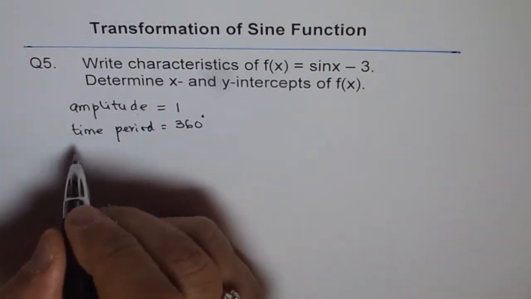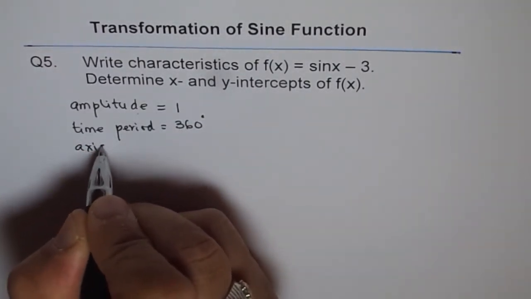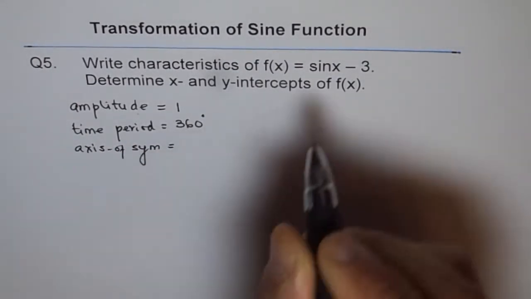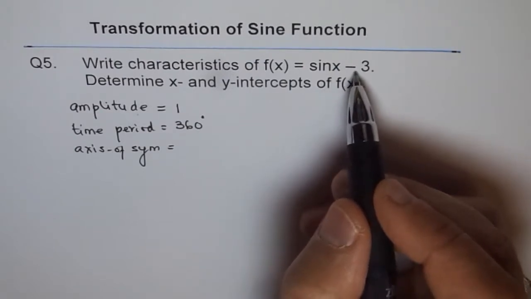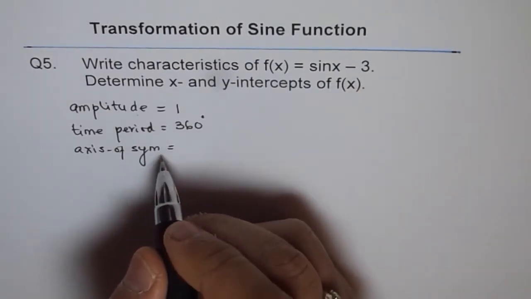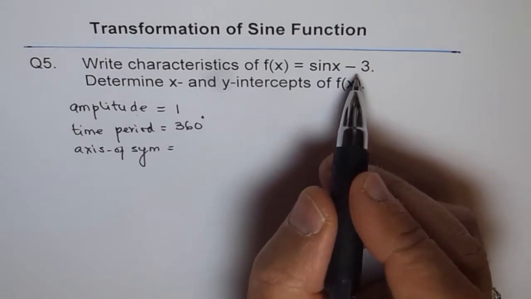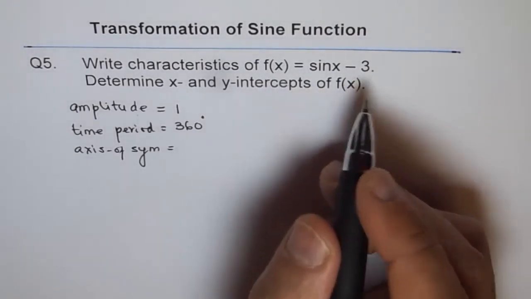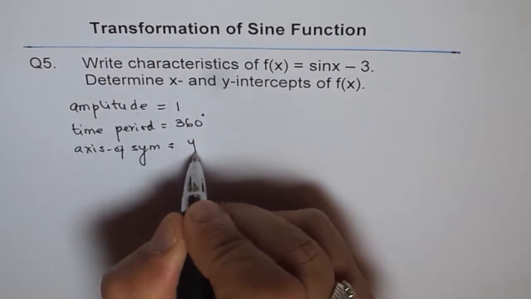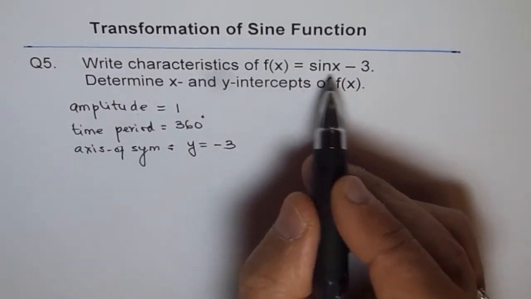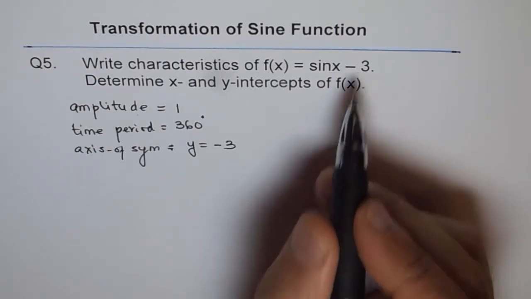Now, how about axis of symmetry? Now, axis of symmetry changes. Since we have moved the wave 3 units down, the axis of symmetry now is at minus 3, right? So that is the value of f(x). So we can write y = −3 is the axis of symmetry for our transformed wave, right?